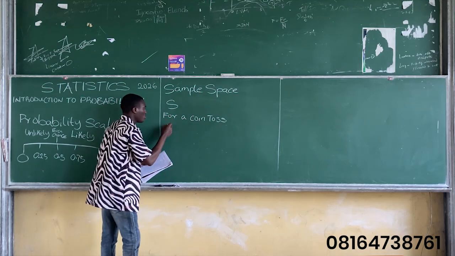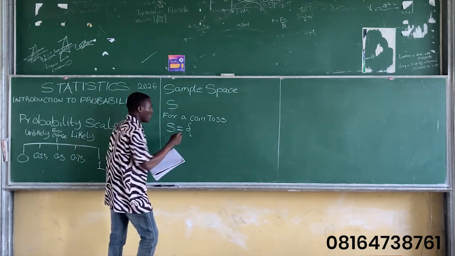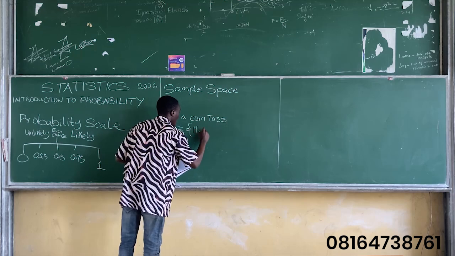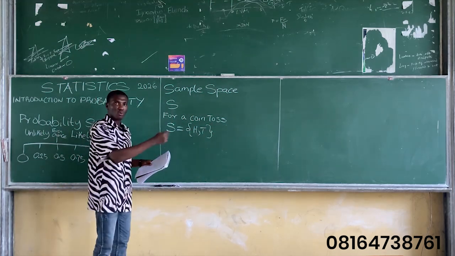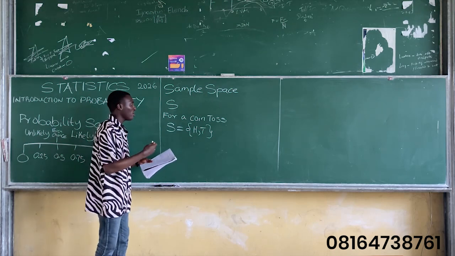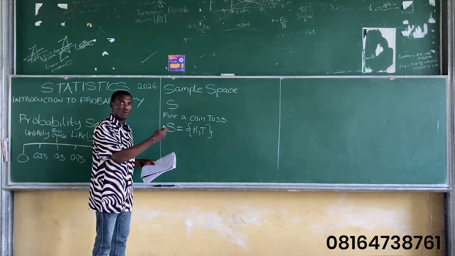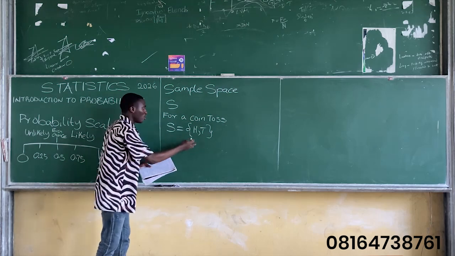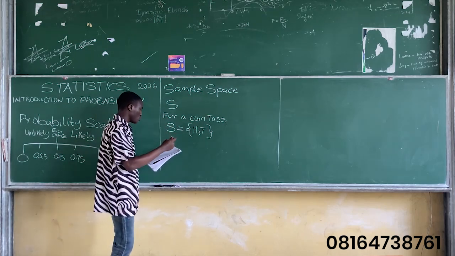We have that the sample space S is equal to the sample points, heads and tails. What this implies is simply the outcomes that we have whenever we carry out the random experiment of tossing a coin. When you toss a coin, you have two possibilities, which are the heads and the tails, which makes up the sample space.